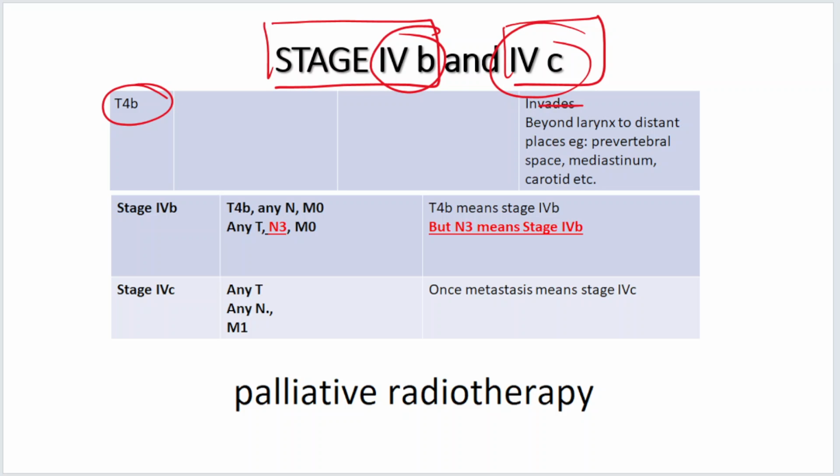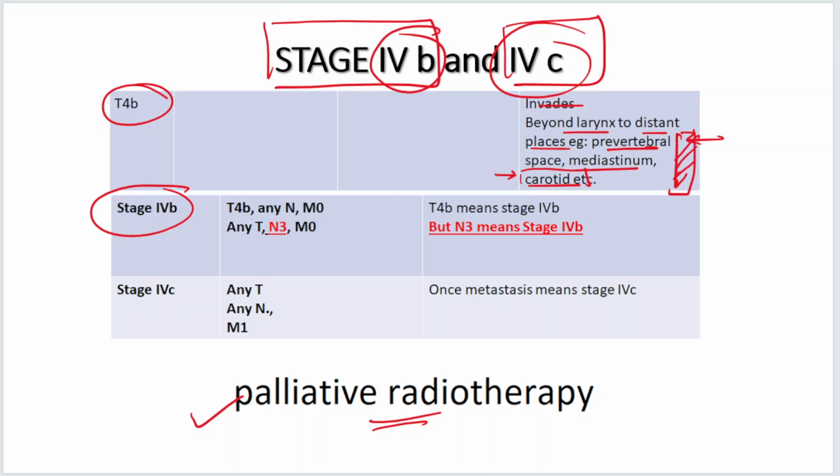What is T4B? It is invading the larynx to distant places like prevertebral space, mediastinum and carotid. These are unresectable. You cannot remove them. Neither can you give radiotherapy to these really sensitive structures, prevertebral space, all this. If the vertebra collapses, that's the end of him. So such patients, you go for palliative radiotherapy. You give something so that the patient can have a little bit of life for a few more days.